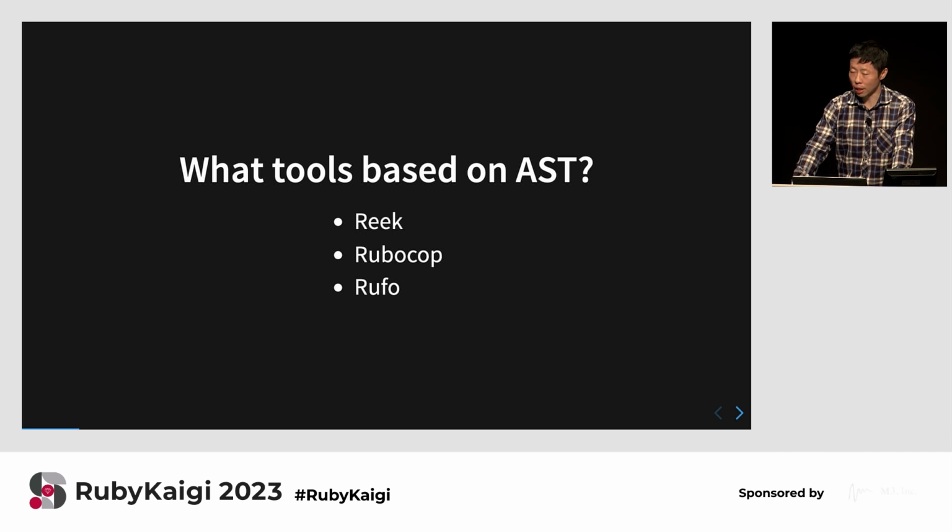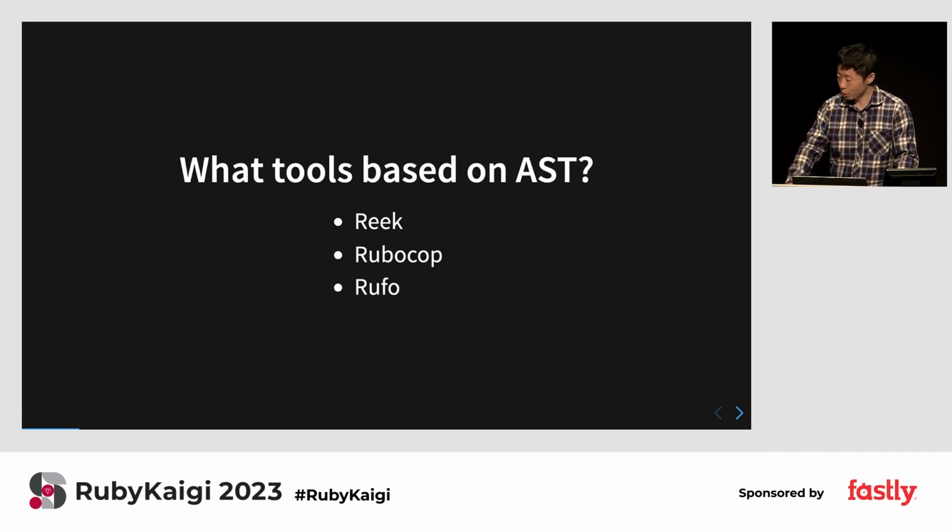So what tools are based on AST? In the Ruby world, there are several tools available that use AST for a variety of tasks, including code analysis, linting, and formatting. Some popular tools include Reek, a Ruby code smell detector that uses AST to identify common code smells. Rubocop is a popular Ruby linter that uses AST to perform its analysis. Rufo is another Ruby formatter that uses AST to format Ruby code.